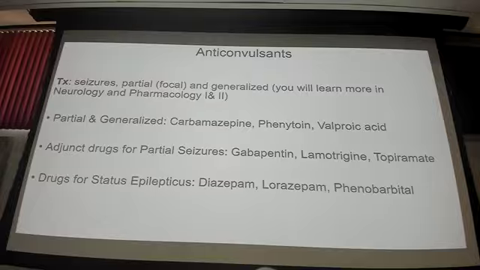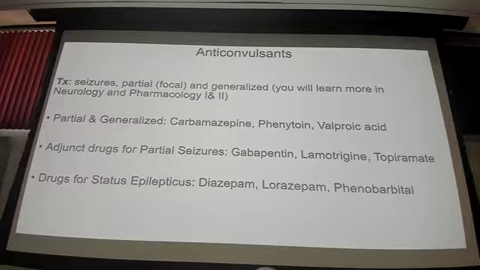But anticonvulsants treat seizures, either partial seizures, which are localized to certain parts of the brain, or generalized seizures that happen in both hemispheres of the brain. So the drugs that treat partial and generalized seizures are carbamazepine, phenytoin, and valproic acid. Then you have some adjuncts, which are gabapentin, lamotrigine, and topiramate.